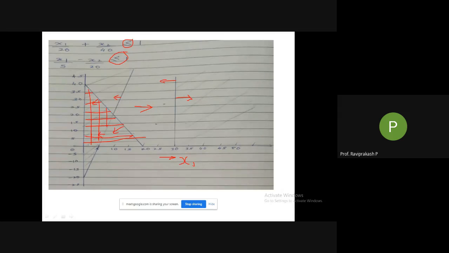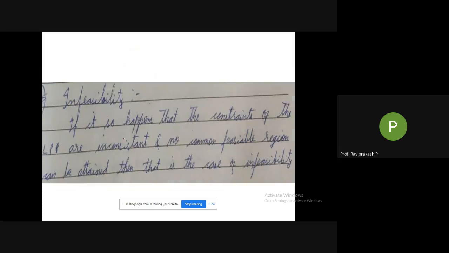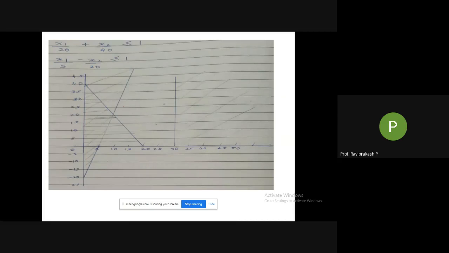If we cannot find a feasible region, there cannot be a minimization or maximization. Optimization cannot happen here as we don't have a feasible region. There might be a different method to find it, but using the graph we cannot find an optimum solution for this particular problem. I'll just remove all. That is why it is called infeasibility. An infeasible solution is there for this particular sum.